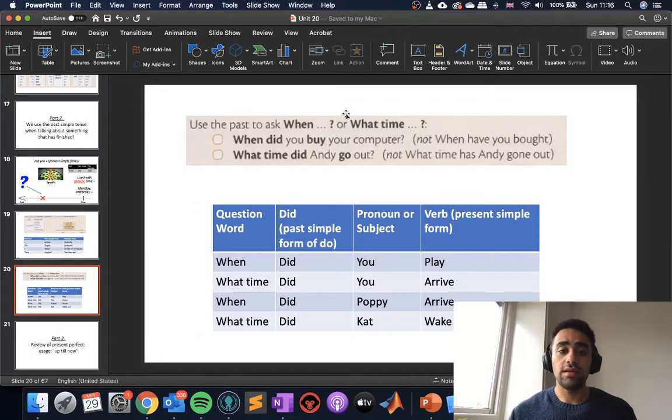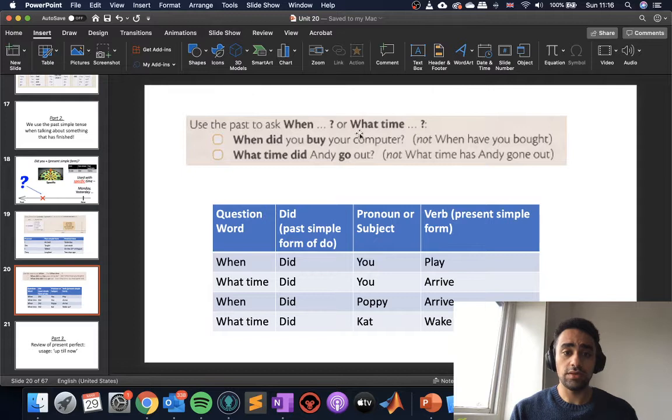When we ask about the time, we usually ask about the past or future, or maybe present. What time is it now? But here we want to know at what time something happened. So when is our question, or what time, they mean the same thing, at what time. So when or what time, معناها امتى أو متى. So, when did you buy your computer? It's basically something that was done.